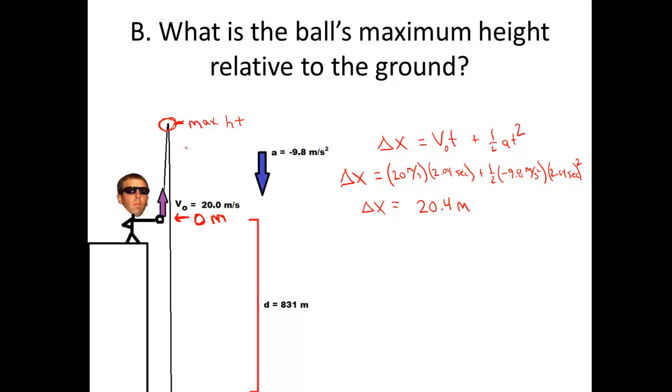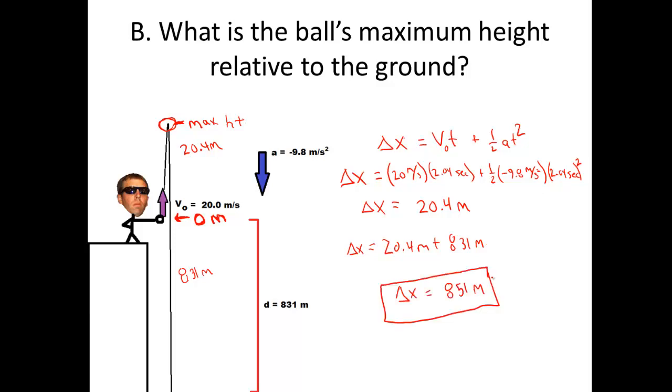Now that height, 20.4 meters, must be added to the height of the building. Therefore, the ball's maximum height relative to the ground can be stated as delta x equals 20.4 plus 831 meters. This value to three significant figures should give you a maximum height for the ball of 851 meters. From that height, the ball is now going to fall 851 meters in the negative direction down to Earth's surface.